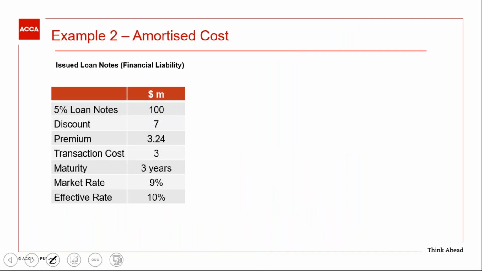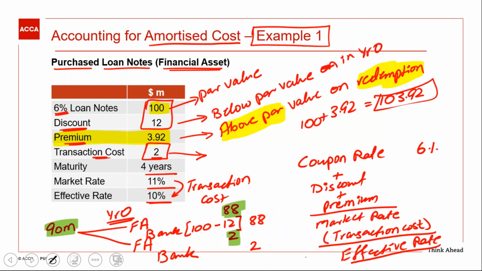Okay, now if I go back, there's one thing which we had actually discussed, that coupon rate plus discount plus premium is equal to the market rate. This is what we had discussed earlier. Let's suppose in the question there is no discount and no premium. This means that the coupon rate and the market rate will be the same, because the difference between these two values is the discount and the premium.